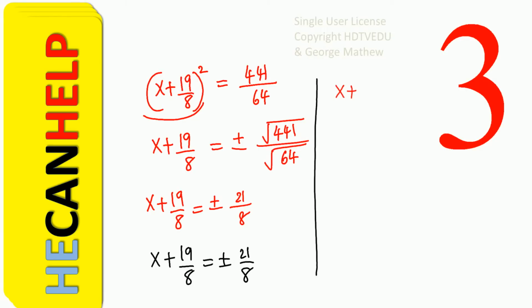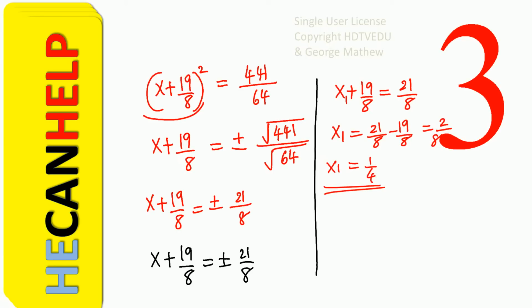So you get x plus 19 over 8 is equal to 21 over 8. Let's call this x1. x1 equals 21 over 8 minus 19 over 8, and that is 2 over 8. And what is 2 over 8? 1 over 4. So x1 is 1 over 4. Let's find out what x2 is. x2 plus 19 over 8, and that is in blue.